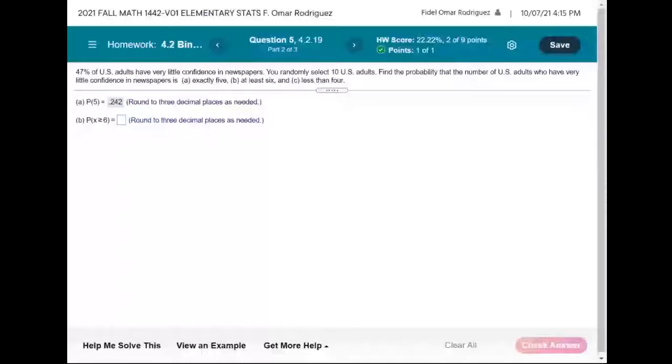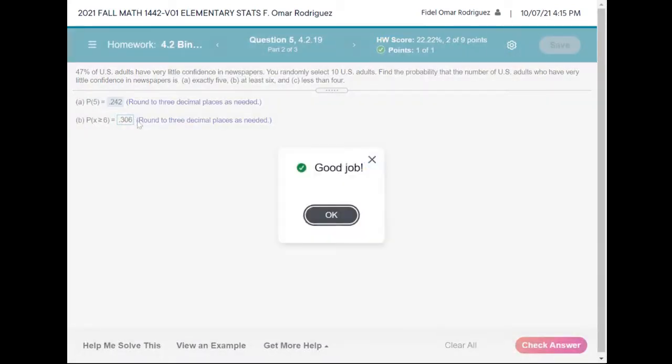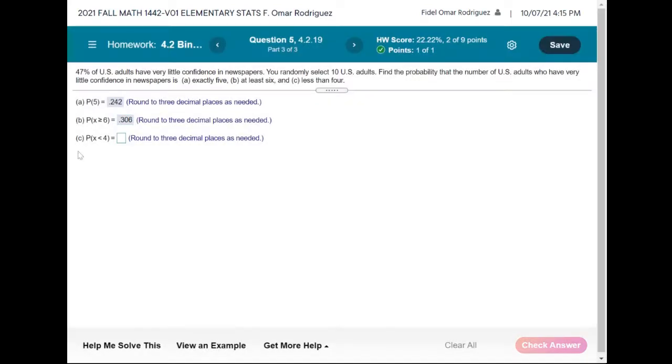So let me share that part with you guys so you can see, again, exactly what I'm looking at. And we said the answer was 0.306. So right here, I'm going to put 0.306. And I'm going to go chickadee check, and we got it again. Okay, now let's do the third part. So look what the third part says. The third part says less than 4.